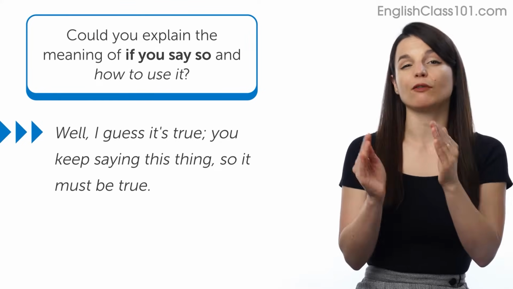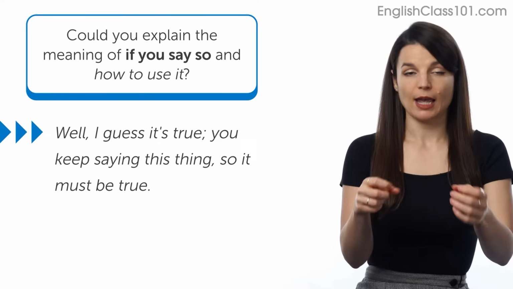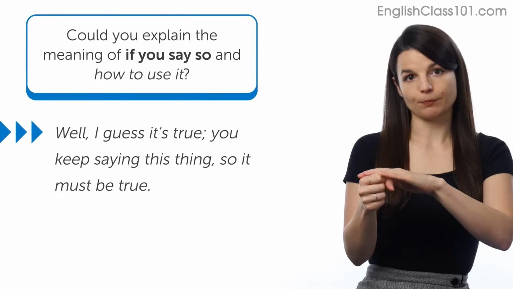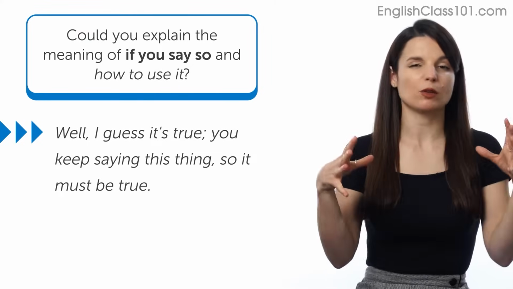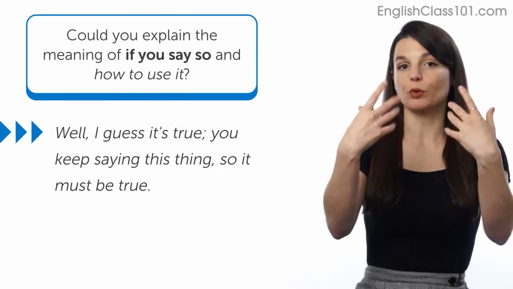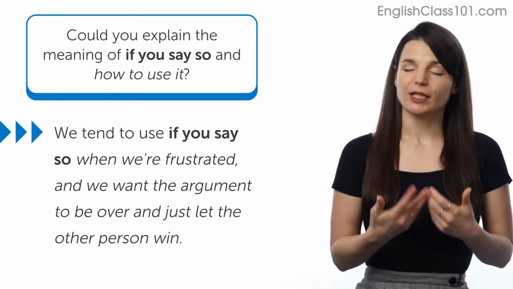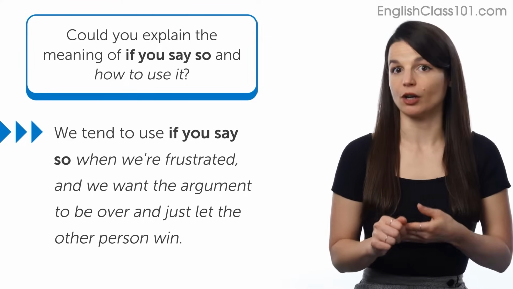So that's where the if you say part comes from. If you say that, it must be true. And the so part is kind of like saying, if you say that, yeah? Or if you say that's the case, it must be true. But we use this if you say so to express all of that. It's a very kind of efficient expression. But again, we tend to use it when we're feeling frustrated or tired and we don't want to argue anymore.